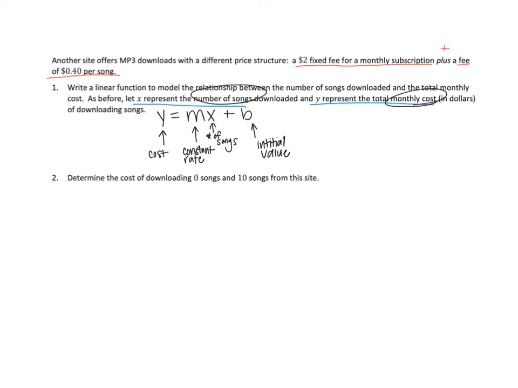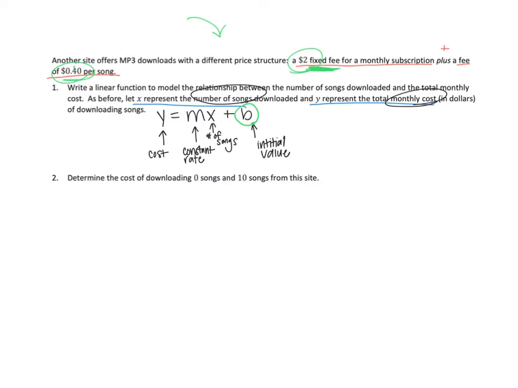So this is what each part of this equation means. And now we just need to change it to the numbers they actually give us in this situation. So we're going to have a 2 and we're going to have 40 cents. Well, our $2 is a fixed fee, which means you're going to pay this every single month no matter what. You're not multiplying this by anything. It's never going to change. So this is our initial value.